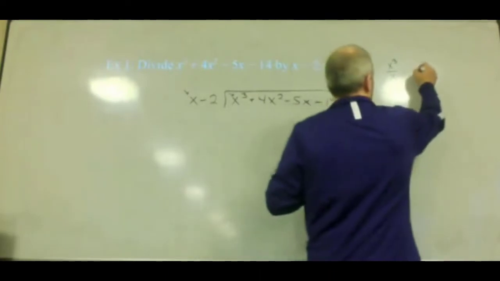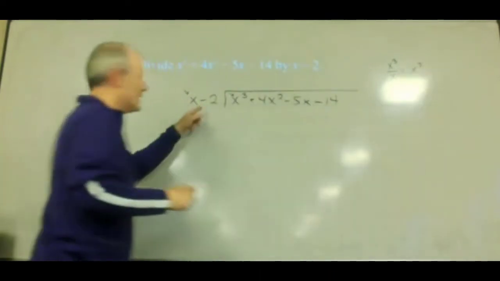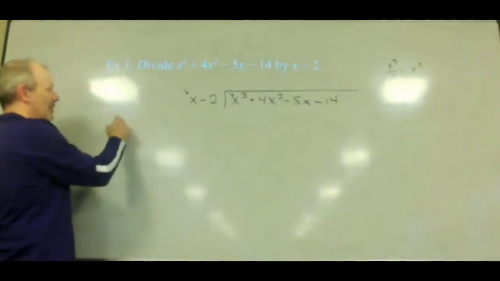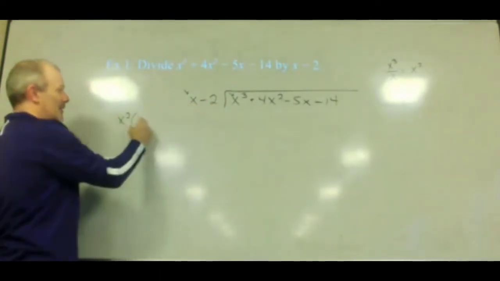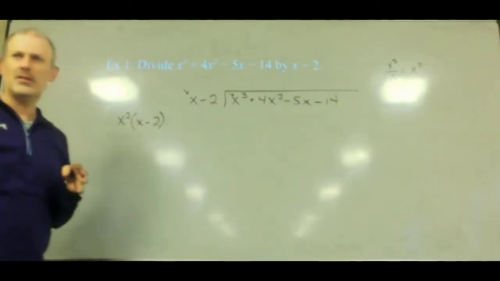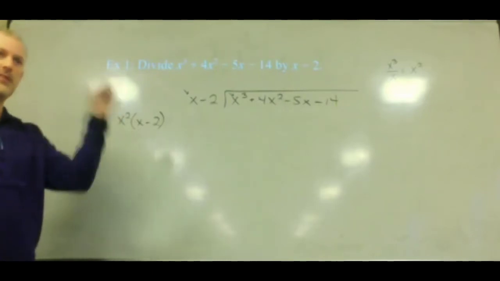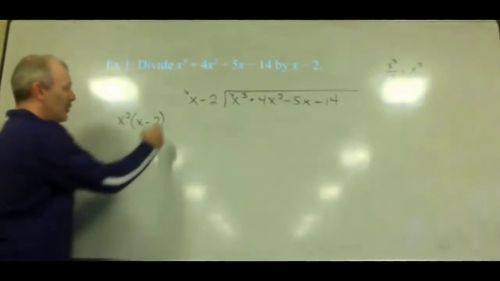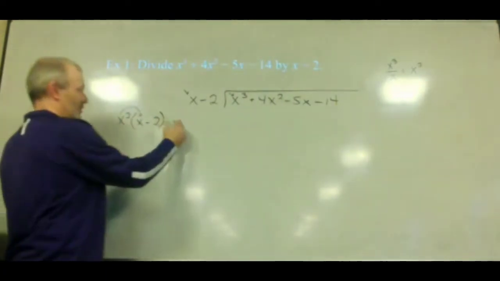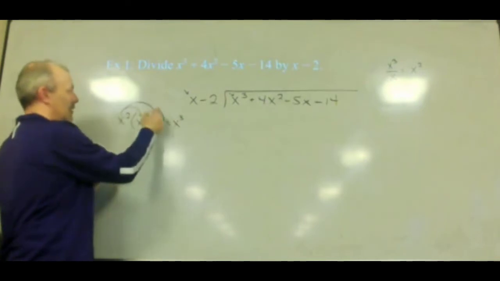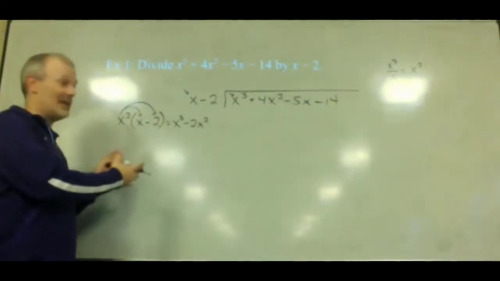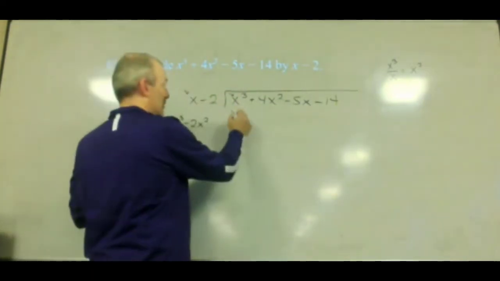Okay? So here's what that means. We are going to take the x squared and multiply by the x minus 2, just like we did last time with the 4 and the 32 and the 5 and the 32 and the 9 and the 32. So when we multiply this, what do we get? x cubed minus 2x squared. And so what we're going to do then, just like we did last time, is take this and put it under here.